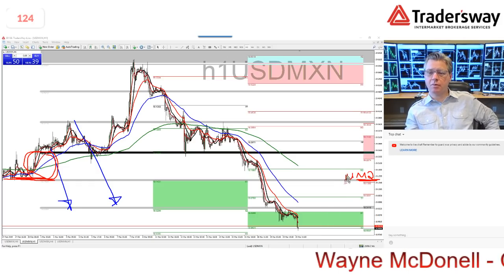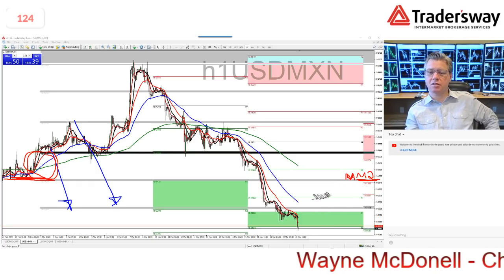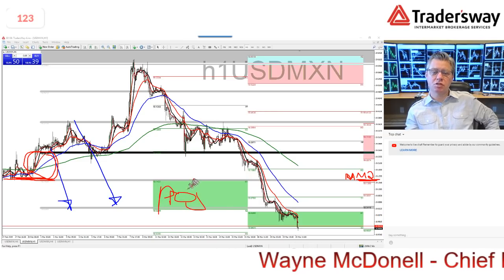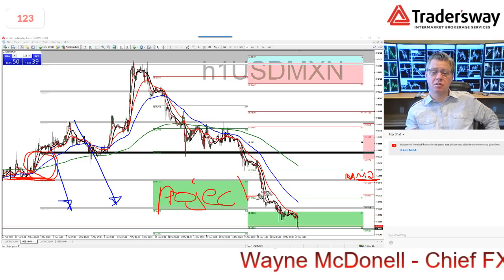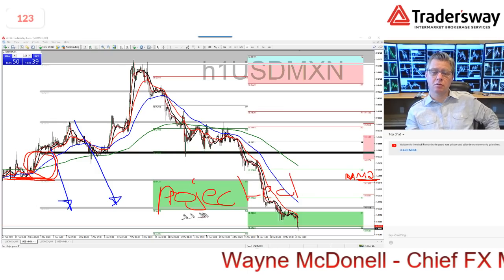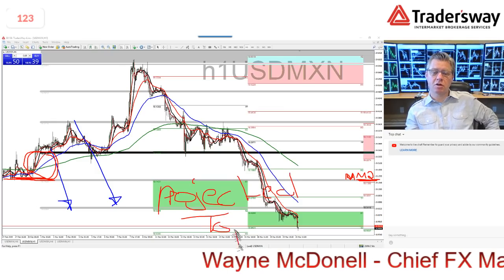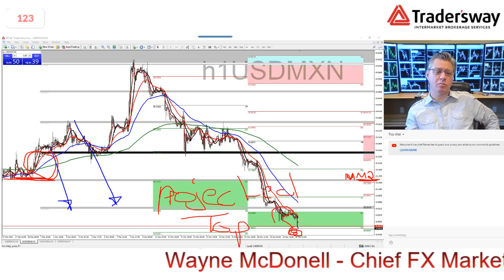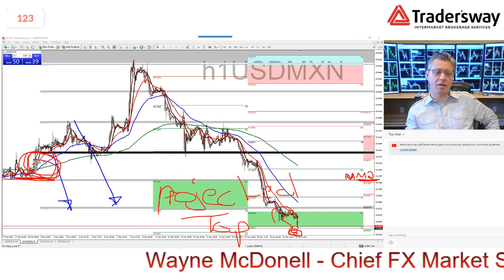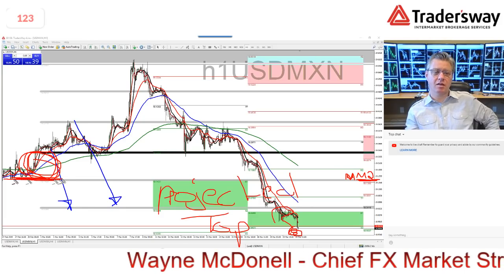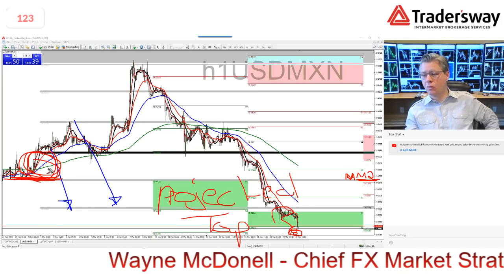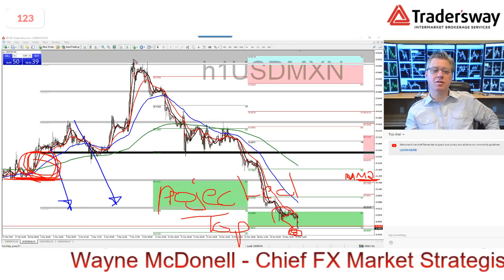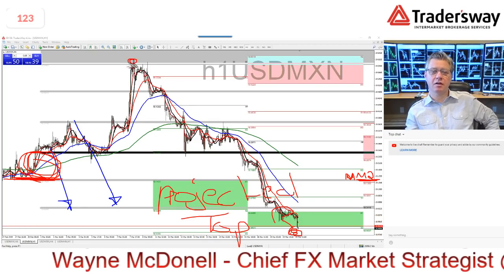Based on the monthly M2, what is the projected top? Projected top. Based on our rules of engagement, what is the projected top on this day? If you bought it on this day, what is the projected top? Monthly M4. It's this price right here.